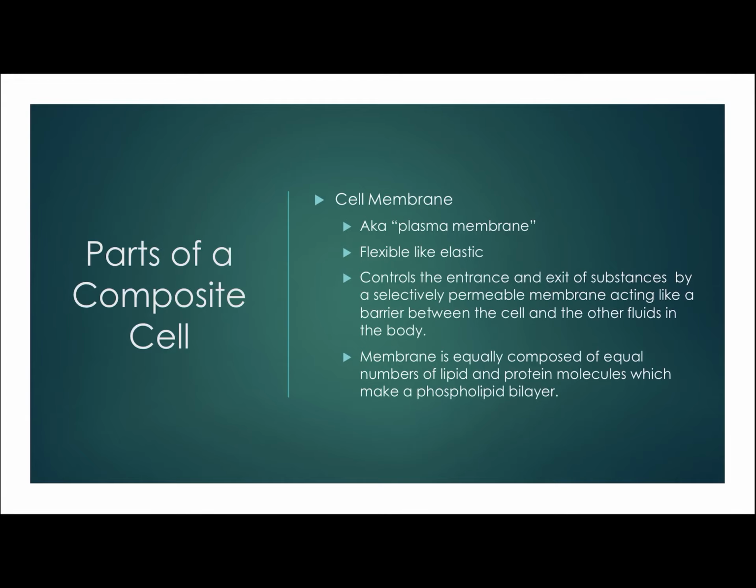First, we have the cell membrane, also called a plasma membrane. It's flexible and elastic. It controls the entrance and exit of substances by being a selectively permeable membrane, acting like a barrier between the cell and other fluids in the body. The membrane is also composed of equal numbers of lipid and protein molecules, which make a phospholipid bilayer.